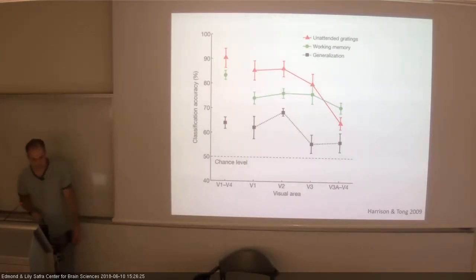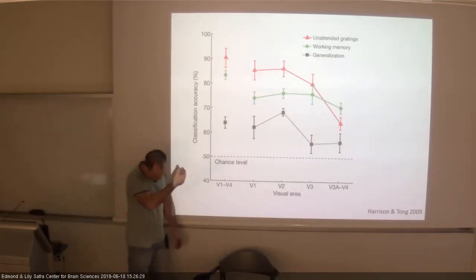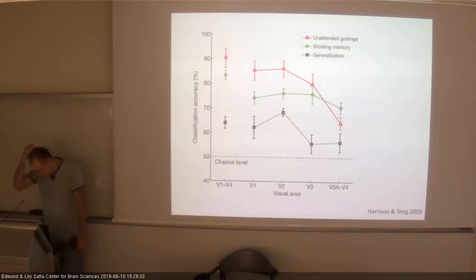So this is nice, because together with the other results, it shows that there is some kind of computational circuitry there, as early as V1, that participates in both. You can't say that for certain, but it looks like it participates when you only see something passively, when you attend to it actively, and also when you retain it in memory. And actually, this was one of the earlier cases in which they showed that retaining visual memory has an effect down to V1.